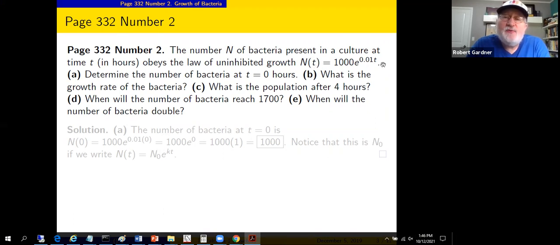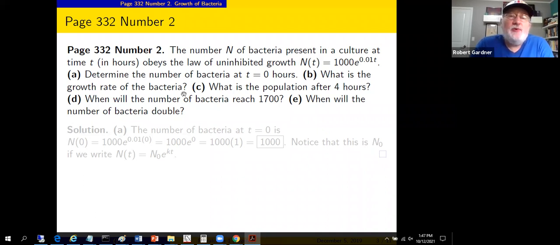So here's the exponential function. They ask us, determine the number of bacteria present at t equals 0 hours. That would be n sub 0 in the notation we talked about. It'll be 1,000. So this coefficient will be the initial amount, as we'll see.